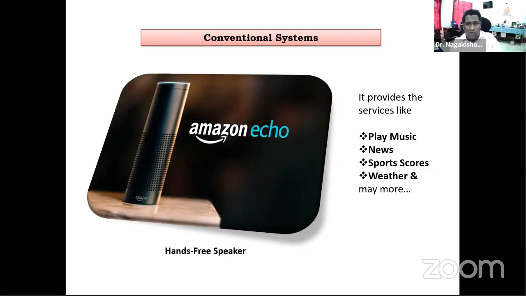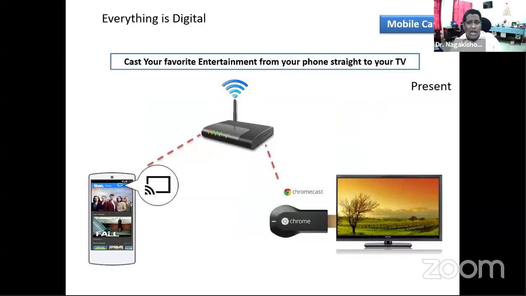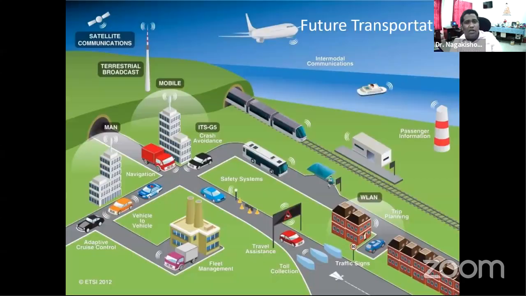Google is also there, and Chromecast, so mobile casting. We can connect it to the TV and we can see it. It's not a big matter; it's already there. And future transportation, by using the Internet of Things, all the things are connected to the physical layers.